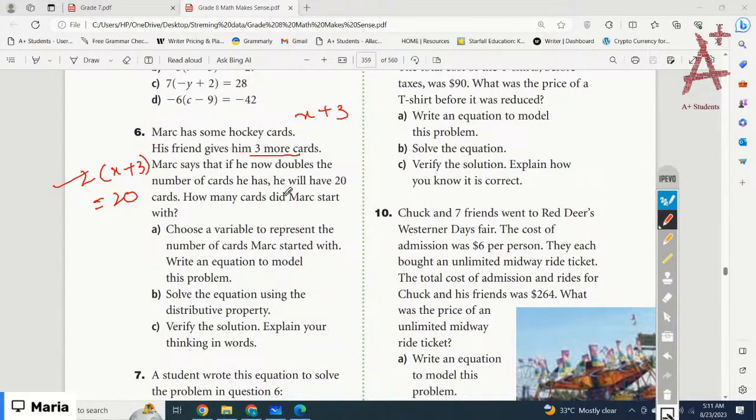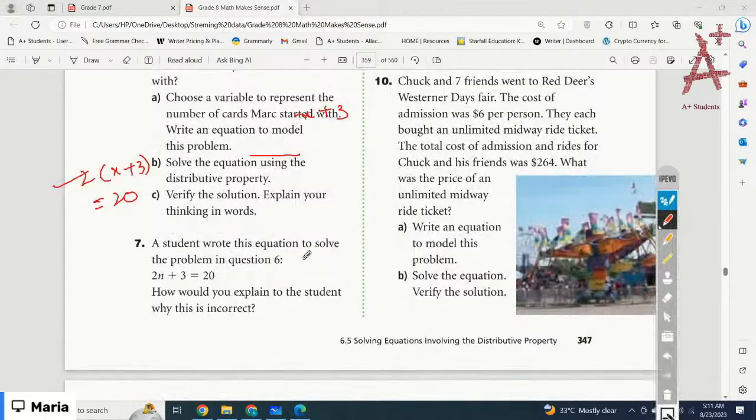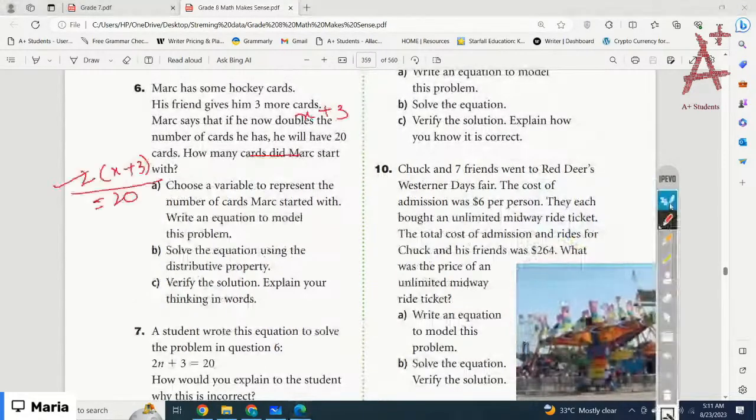Now let's see question number 7. A student wrote the equation 2n plus 3 equals 20 to solve the problem in question number 6. The actual equation is 2 times (x plus 3) equals 20. How would you explain to the student why this is incorrect? In the question, he already has x cards and his friend gave him 3 more. If Mark doubles the number of cards he has, he has x plus 3 cards, so he has to double the total, x plus 3. But in question number 7 the student just doubled x. That's why the equation is incorrect.